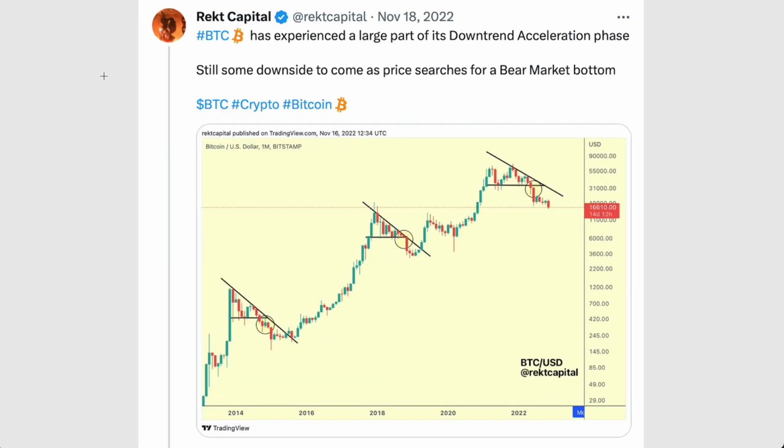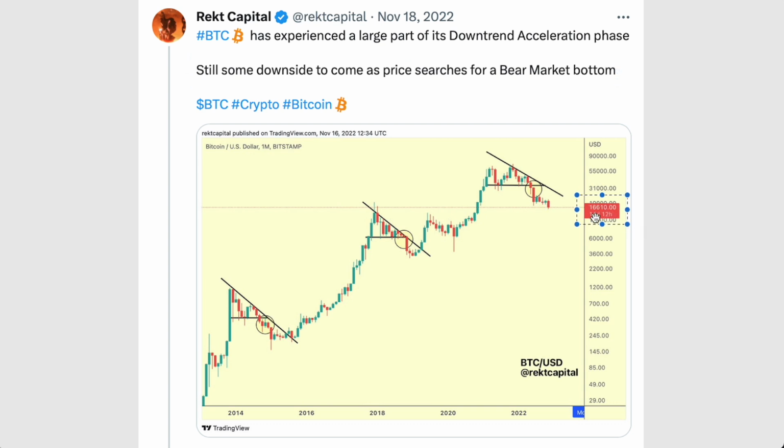And if we fast forward to the next tweet in that thread in mid-November, Bitcoin has experienced a large part of its downtrend acceleration phase. We saw the downside acceleration phase take place here just like we saw in the past, and because we saw such a capitulation, it could have preceded a bear market bottom. So still some downside to come as price searches for that inevitable bear market bottom.